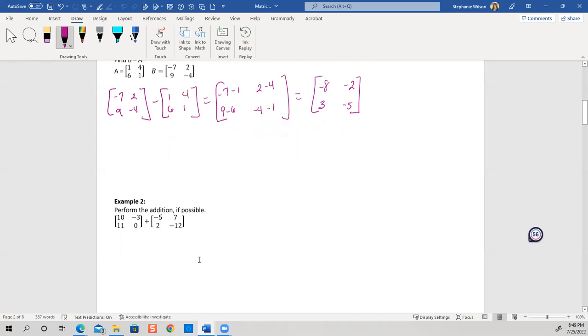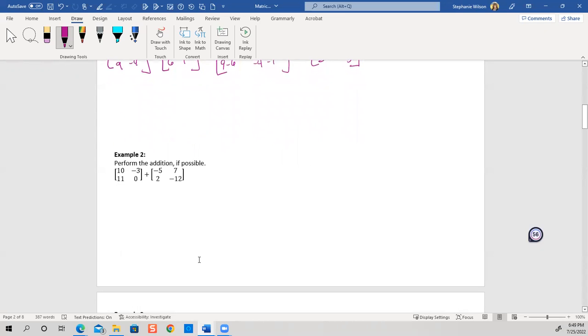Now let's do the next one. It says that we're going to add them, and it's in the format we want to add. So we're going to take our 10 and add it to our -5. We're going to take our -3 and add it to 7. 11 plus 2, and then 0 minus 12. Let me rewrite that right quick. Now let's clean this up.